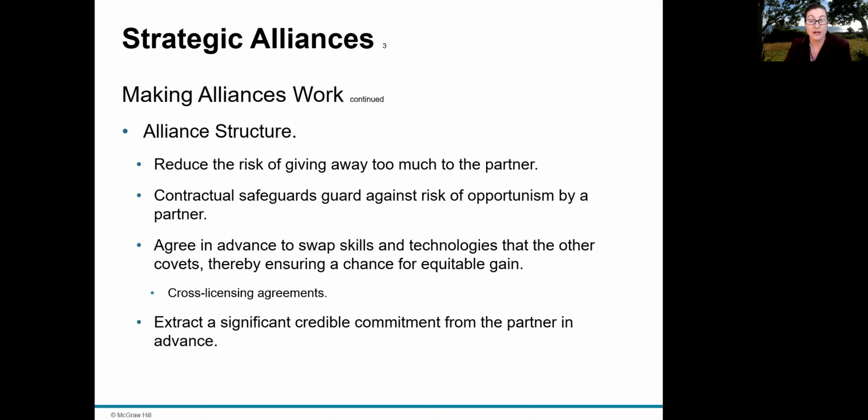There's also an important consideration as to how the strategic alliance will be structured. So ideally, we want to reduce the risk of giving away too much to the partner. We want contractual safeguards in place. We want to agree in advance to swap skills and technologies that ensures that this is a mutually beneficial relationship. So cross-licensing agreements, for example, might be part of the structure of the alliance. So we want to get significant, credible commitment from the partner in advance.